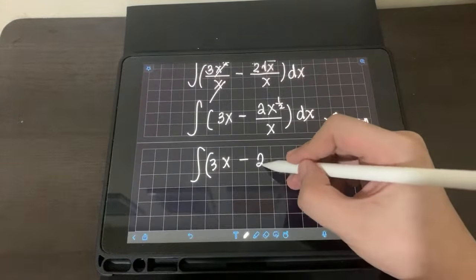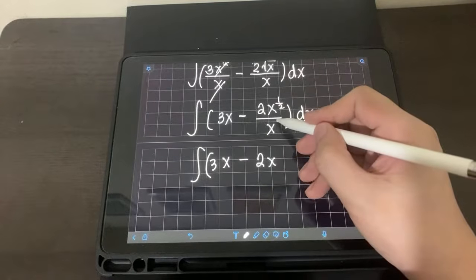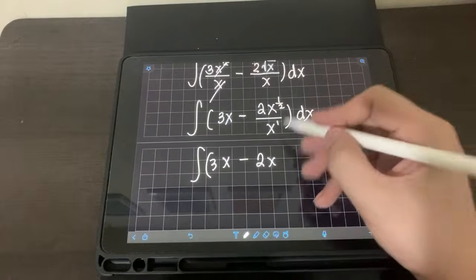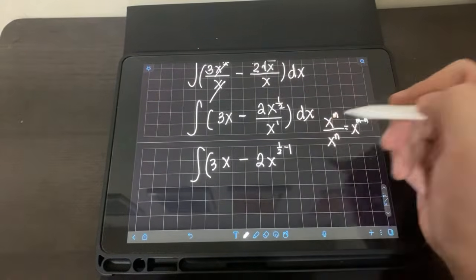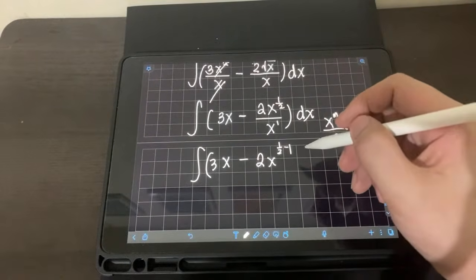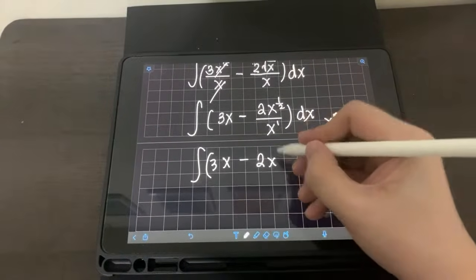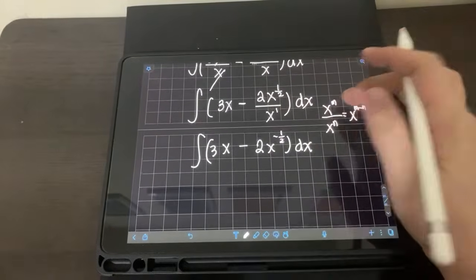So you have 2 times, copy the same base x. So this x in the denominator has an exponent of 1. So if you subtract the exponent of the numerator minus the denominator, what is 1/2 minus 1? Okay, it's negative 1/2. dx.